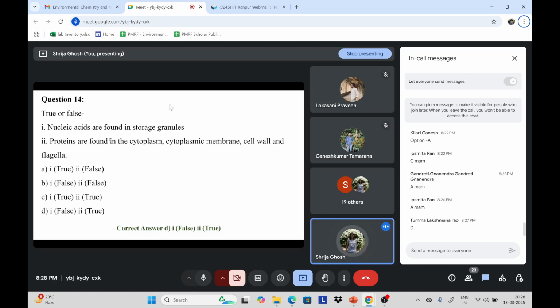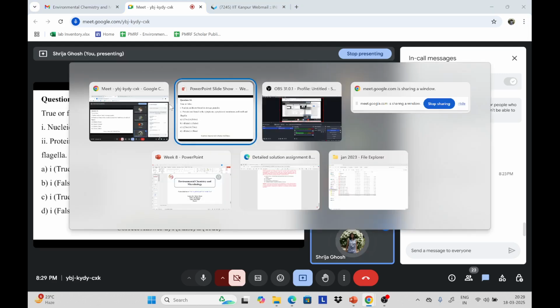Proteins, I told you, contribute to 55% of the dry weight of a cell. So they are present almost everywhere: cytoplasm, membrane, cell wall, flagella, everywhere. So that statement is true. That's clear to everyone.